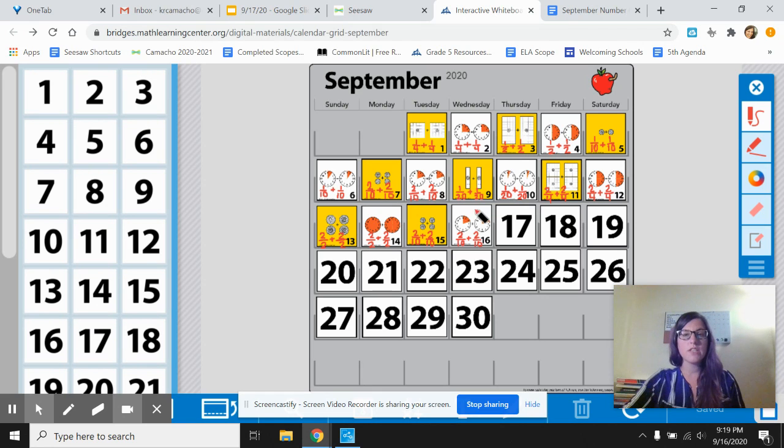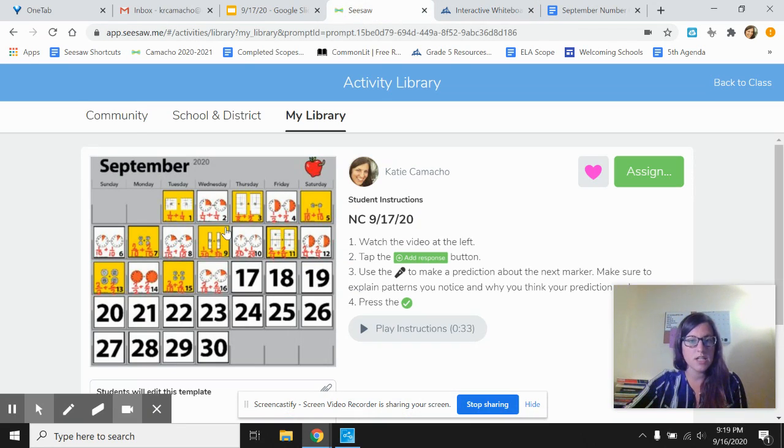So you are going to take this calendar grid. I already made a picture for you in Seesaw. You're going to tap the add a response button, and you're going to use the mic tool over the picture to think about what this next marker is going to be. And make sure you explain in detail the patterns you're noticing in the calendar grid and why you think your prediction makes sense. Happy pattern discovering!